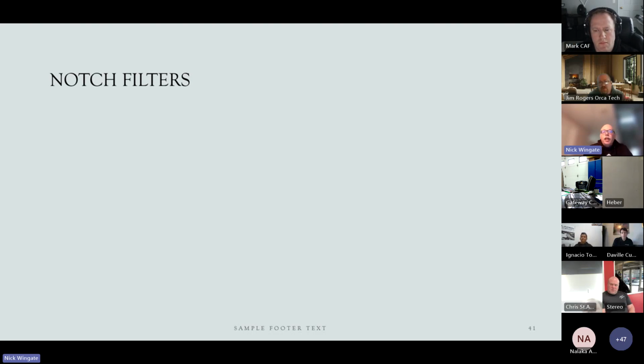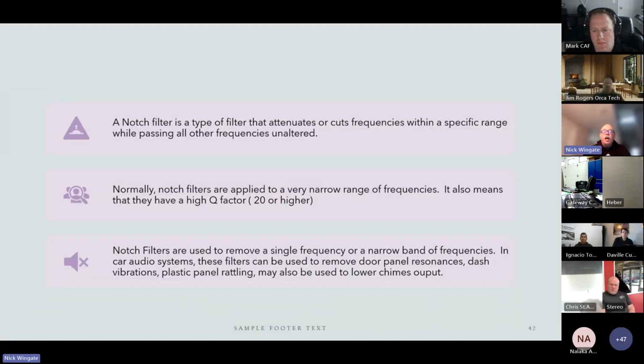Now, there's a filter in this system that I am a huge proponent of. I love using this thing because it solves so many problems. It's called a notch filter. What the notch filter does is it attenuates or cuts frequencies within a very specific range. All the other frequencies are going to be unaltered around it. Basically, what we're going to do is cut a notch out of the frequency response. That's exactly what this does.